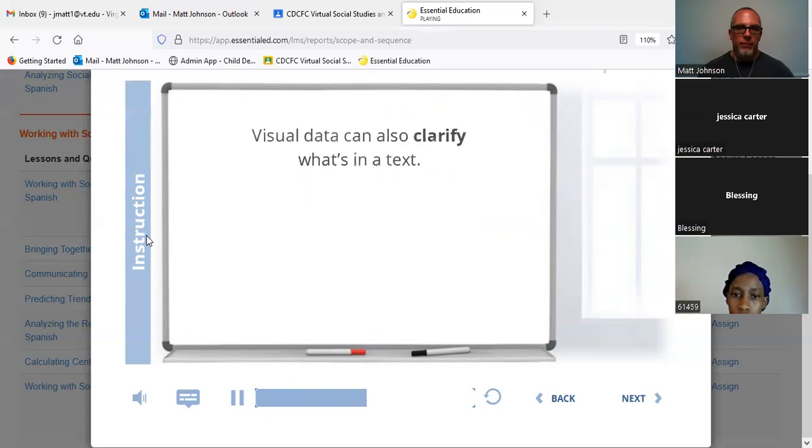Visual data can also clarify what's in a text, making it easier to understand. You might read a story about the extreme poverty in Madagascar, for example. The text might tell you that life is difficult there, and it might tell you that many Madagascar citizens live on $1 a day or less.